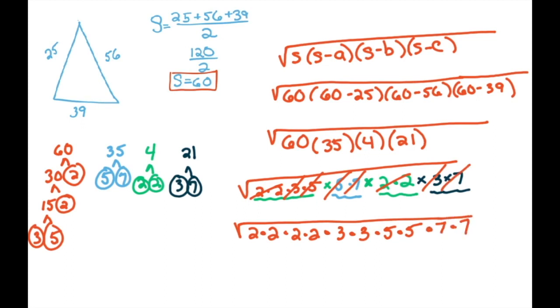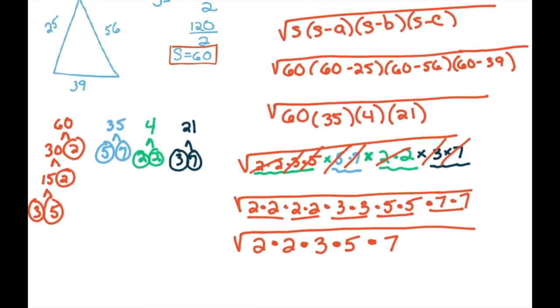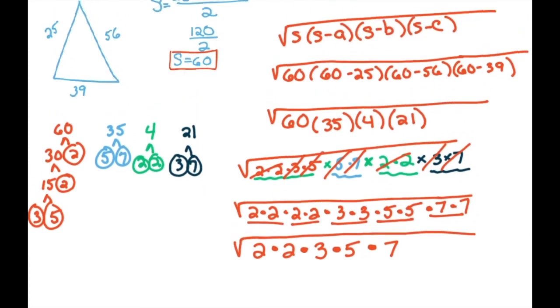If you have a pair of numbers, it's only going to count one time. So when I rewrite this, I'm going to count these two twos as once. 2 times 2 times 3 times 5 times 7. So again, if I have a pair of numbers, it's only going to count one time. Now this is a lot easier for me to actually multiply these numbers.